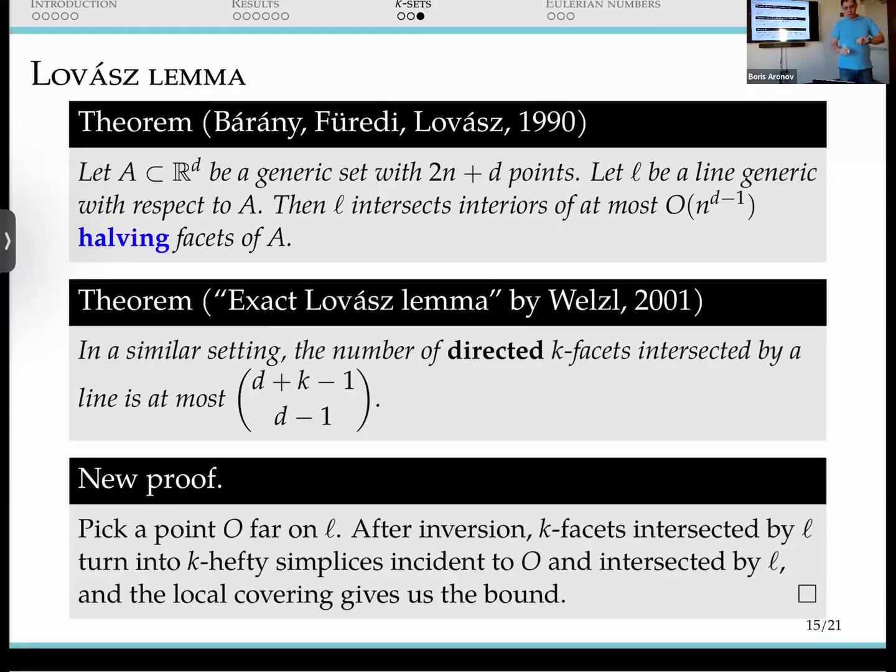So if we pick a point on that line that we want to intersect with k-facets far enough and perform inversion, then all those intersected k-facets turn into k-hefty simplices intersected by a line or by a ray from O. And since the covering constant is (d+k-1 choose d-1), then it's a finite set, so we have at most that many k-hefty simplices, and that means at most that many k-sets.